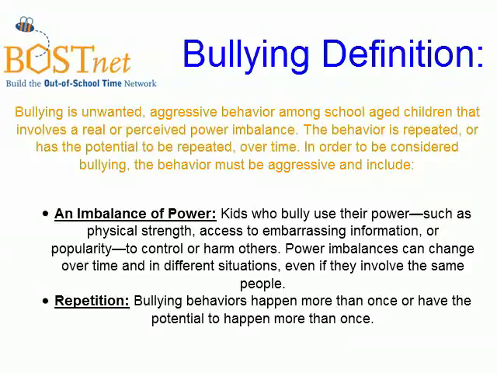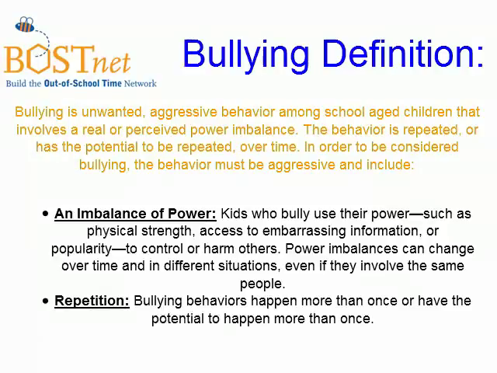Bullying is unwanted aggressive behavior that involves a real or perceived power imbalance and is repetitive. In order to be considered bullying, you need to remember that the behavior is aggressive and that, first of all, there's an imbalance of power, which means that the child who is bullying another child is using their power, such as physical strength or popularity, to control or harm the child who is being bullied. It also must be repeated more than once.